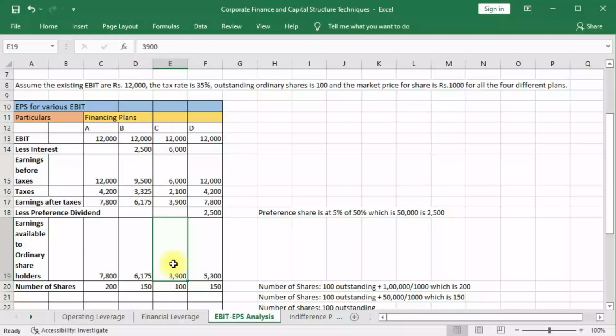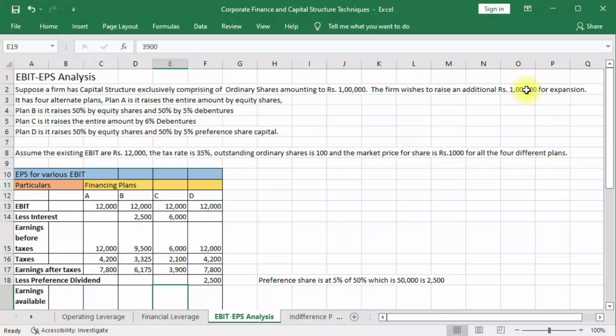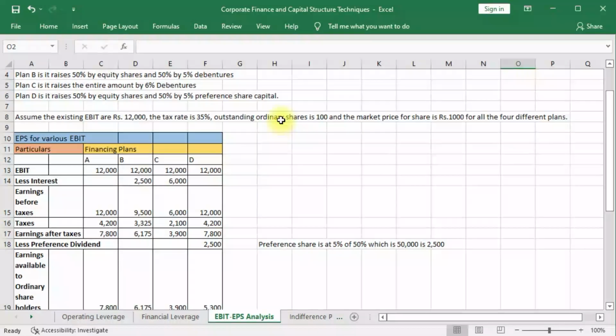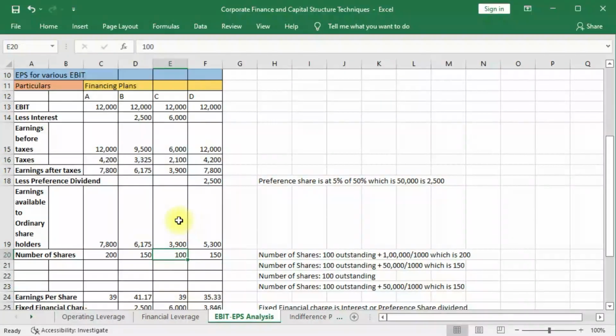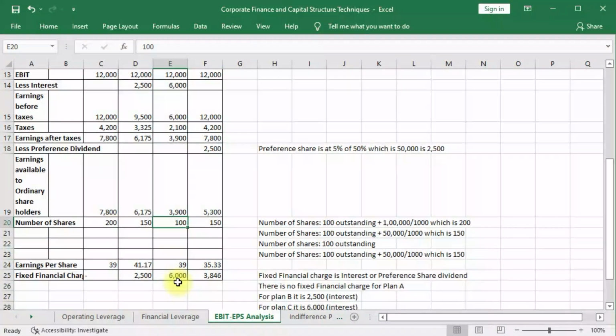So what is the earnings available to ordinary shareholders? It is 3,900. Since we are raising debentures for the entire 100,000 rupees, what is the number of shares? It is only 100, which is only the outstanding shares. So 3,900 is the earnings available to ordinary shareholders from plan C, and 100 shares are outstanding, which would mean the earnings per share is 39.